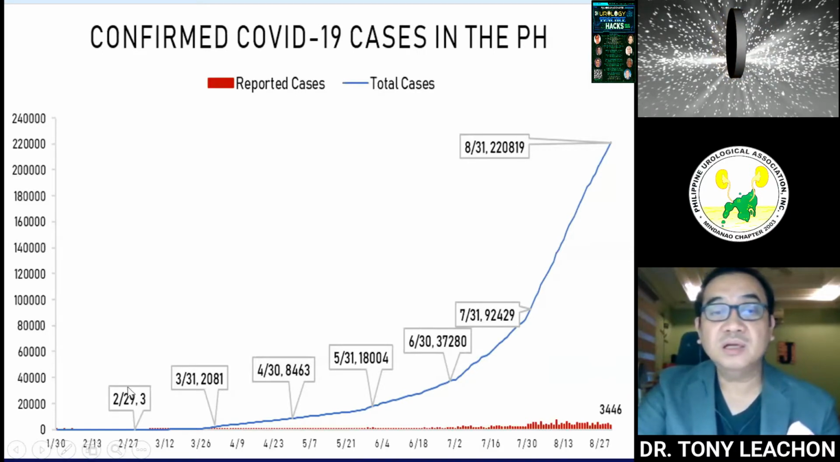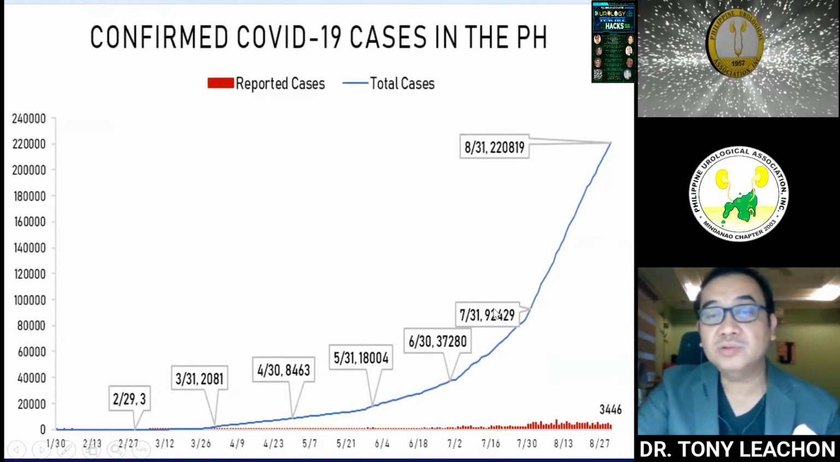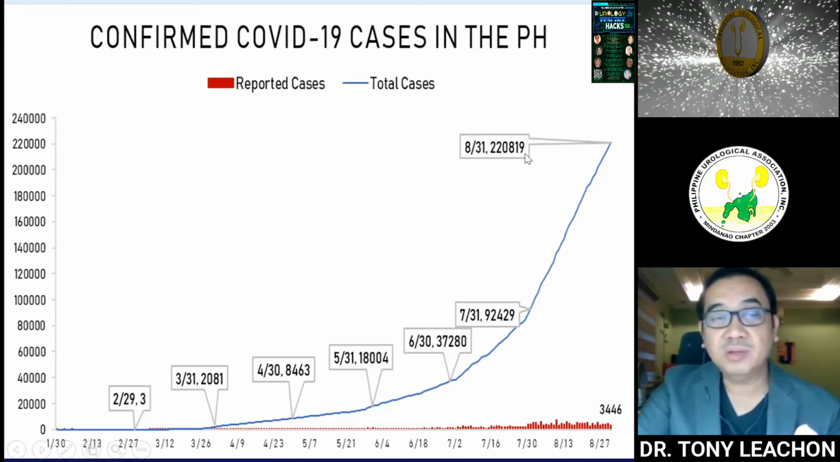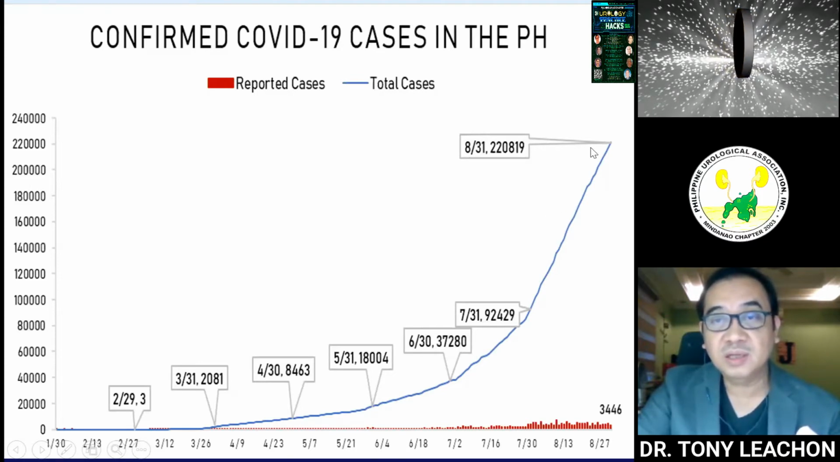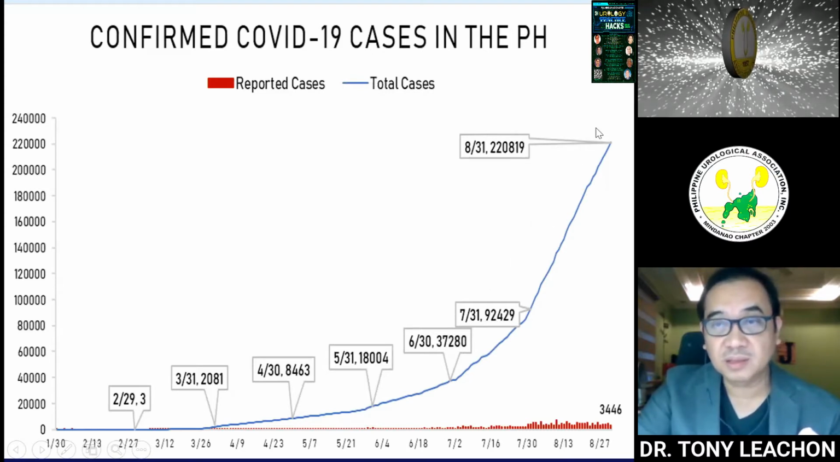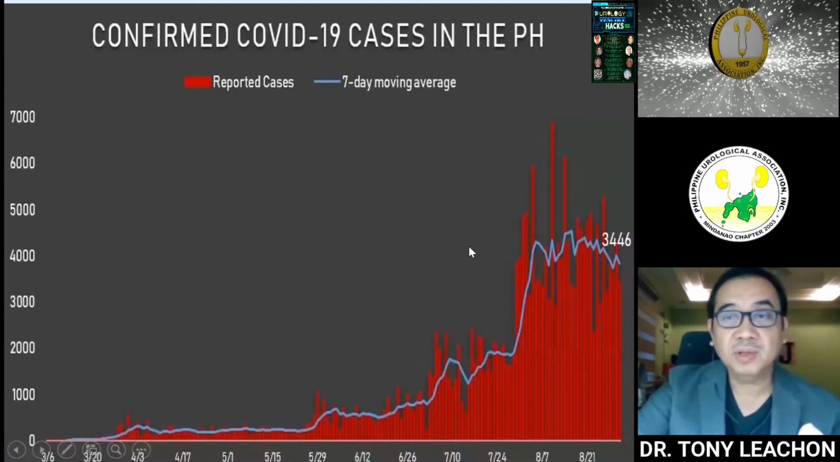So as you can see, if you will add up everything here, the sum of all the cases from February to July would be around 90,000. But here, just in July, you can see that we actually had more than 100,000 cases. And August is really a bad month for us. And this is actually seen in this particular chart.